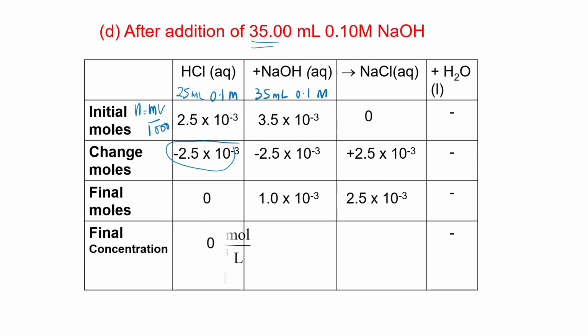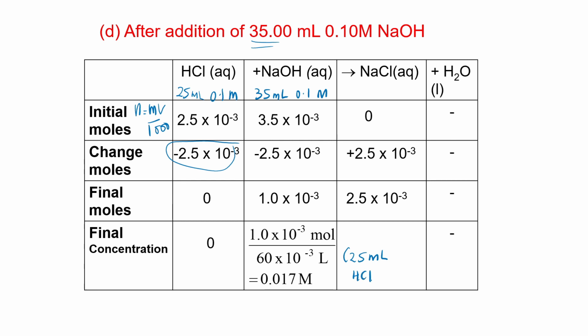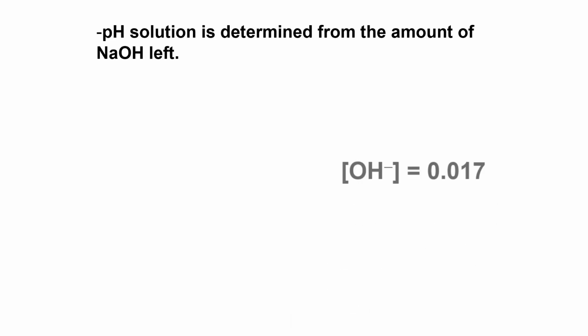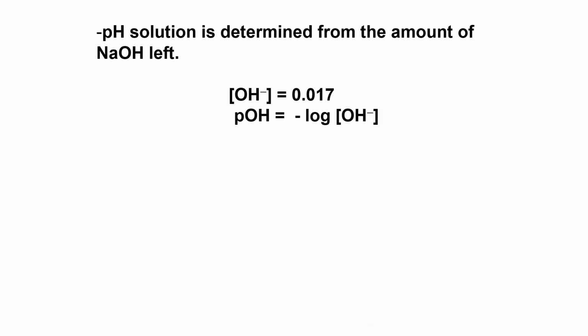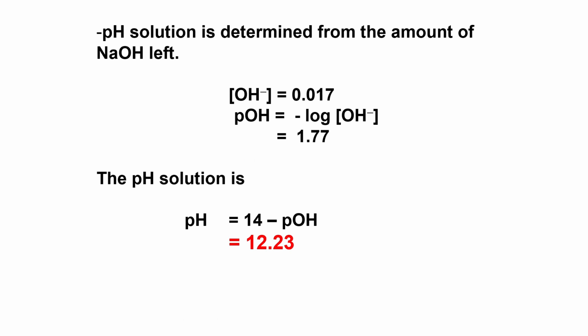So final concentration mole excess NaOH tadi divide by volume total. So volume total tu 25 ml daripada HCl plus 35 ml daripada NaOH. So dia akan jadi 60. So convert to liter. So pH of this solution is actually determined by concentration of NaOH. So kita tahu NaOH ni ialah strong base. Dia completely dissociate. So disebabkan kita ada concentration OH minus, kita calculate dulu pOH. Then after that baru kita gunakan 14 minus pOH to calculate for pH.